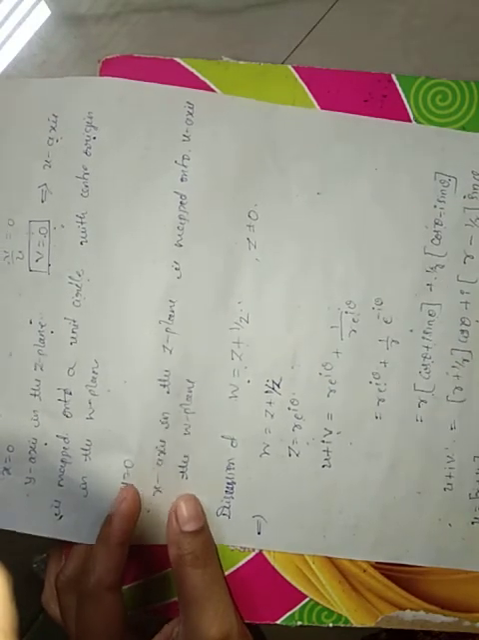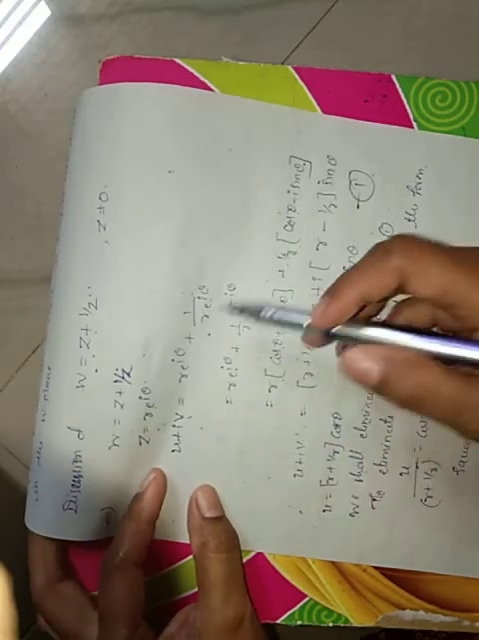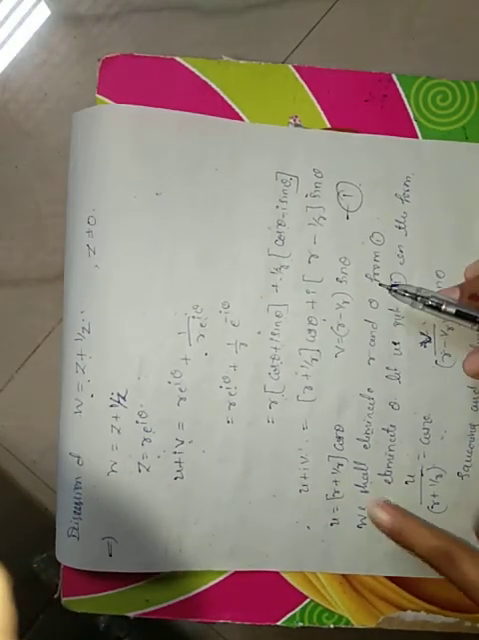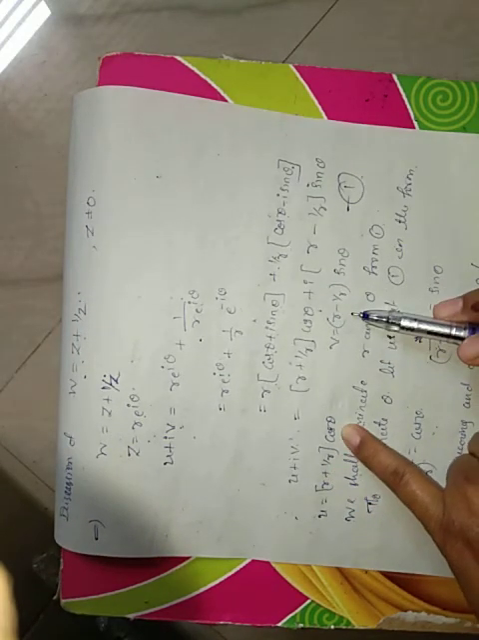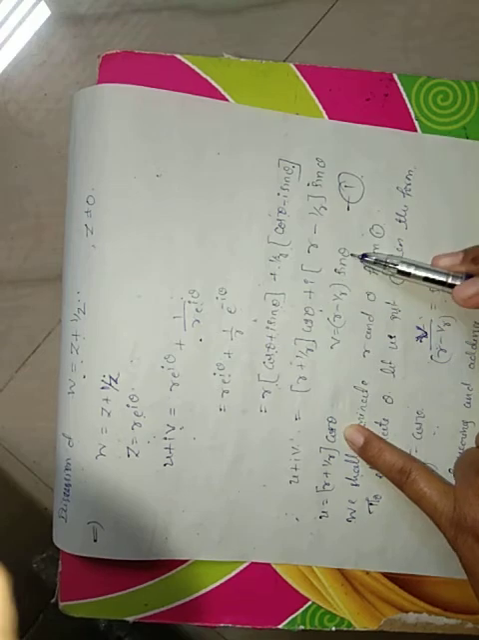We put z equal to r into e raised to i theta, and we simplify using e raised to i theta and e raised to minus i theta. When we separate the real and imaginary parts, we get u equal to (r plus 1 by r) cos theta, and v equal to (r minus 1 by r) sin theta.